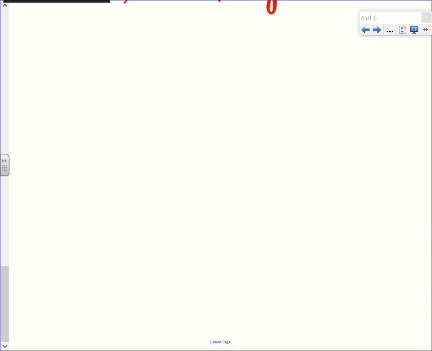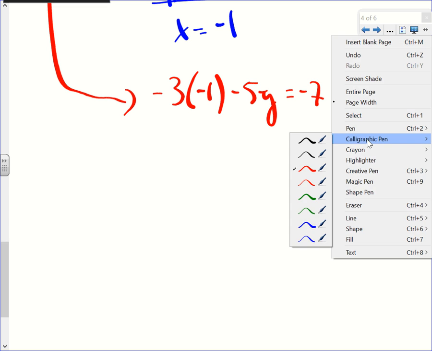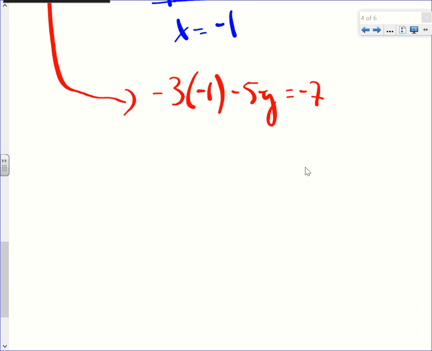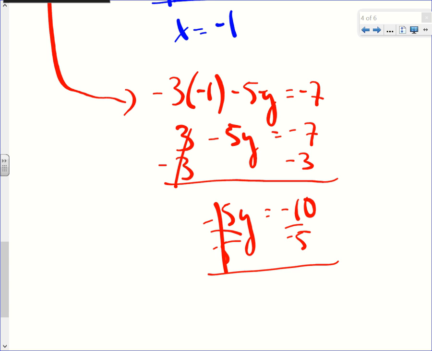Let's see if Jovanovic is correct. Negative times negative is a positive 3, minus 5y is negative 7. Let's solve for y now. I'll subtract 3 from both sides. So negative 5y is going to be negative 10. We'll divide by negative 5 on both sides. So y then is positive 2.